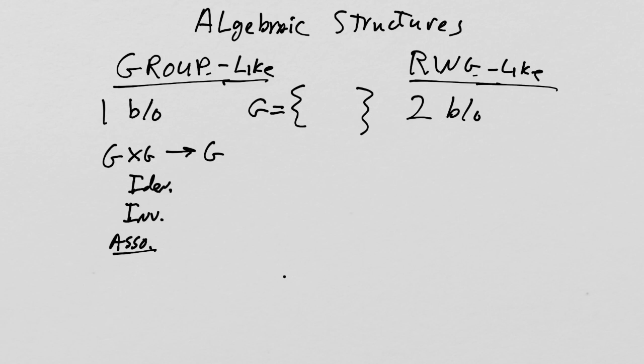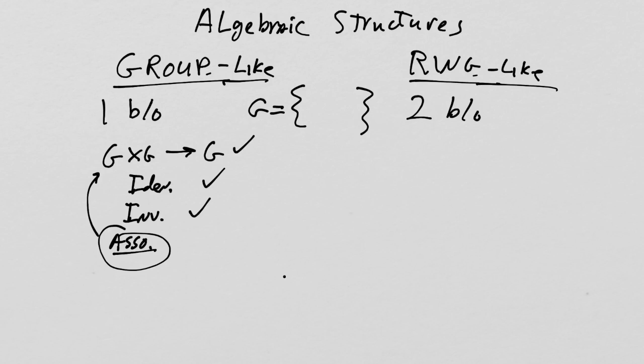And then you started eliminating these things one by one. For example, the groupoid only has the operation, the monoid has an identity, and the group adds in inverses, and they are all associative. So those are the group-like structures.